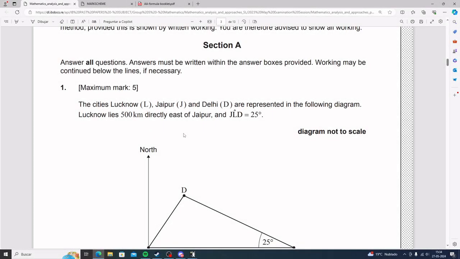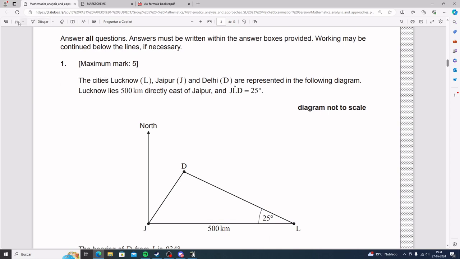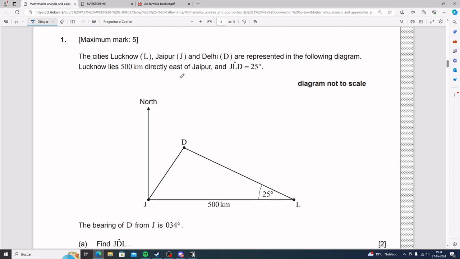Alright, so here for number 1 of paper 2, we have that the cities Lucknow in L, Jaipur in J and Delhi in D are represented in the following diagram. Lucknow lies 500 kilometers directly east, which is more important than we think, directly east of Jaipur, and JLD is 25 degrees, which is this angle right here.